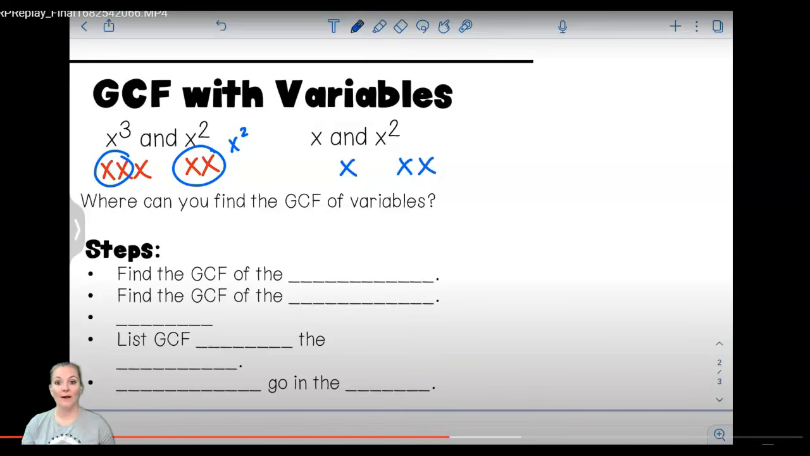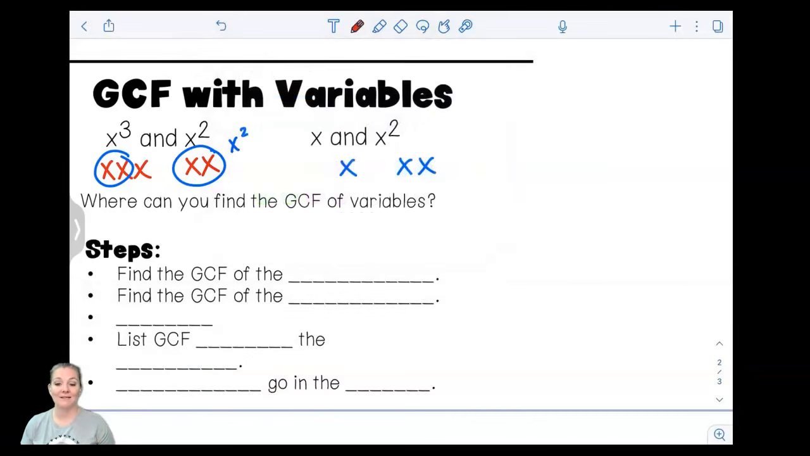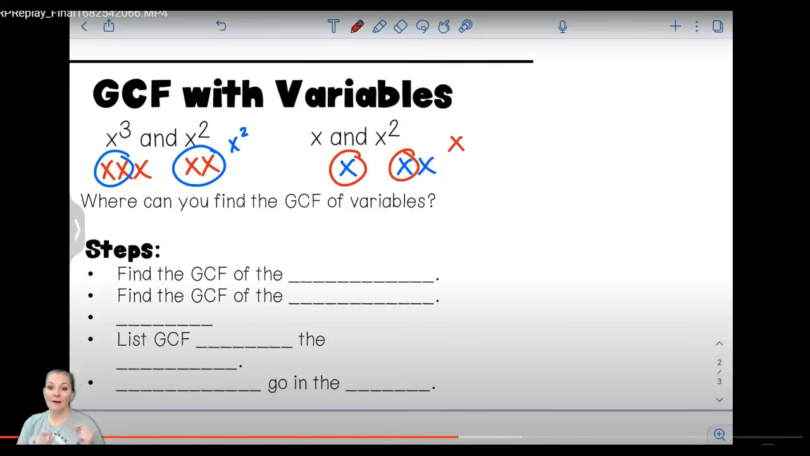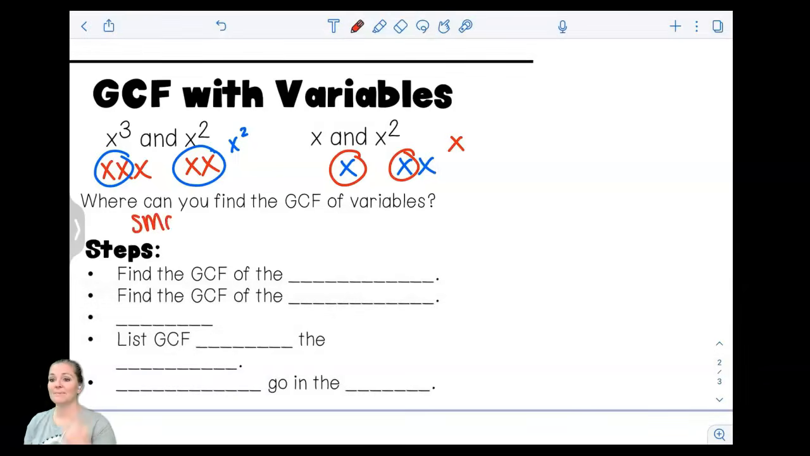Between x and x squared, first group only has 1x, second group has 2x, so what is the max amount of x's I have in both terms? I have 1x in both of those terms, so the GCF there is just x. So, looking at my choices, the first one, my GCF was x squared. The second one, my GCF was just x. So if you have variables, where can you find your GCF? The answer is the one with the smallest exponent. My smallest exponent between those first examples was x squared. My smallest exponent between the other two was just x.